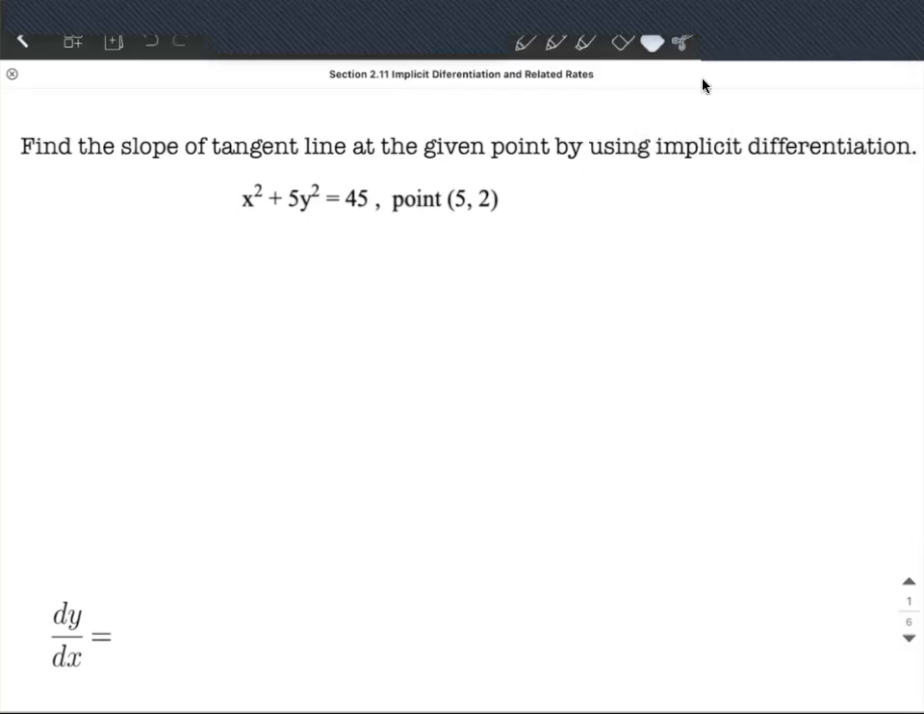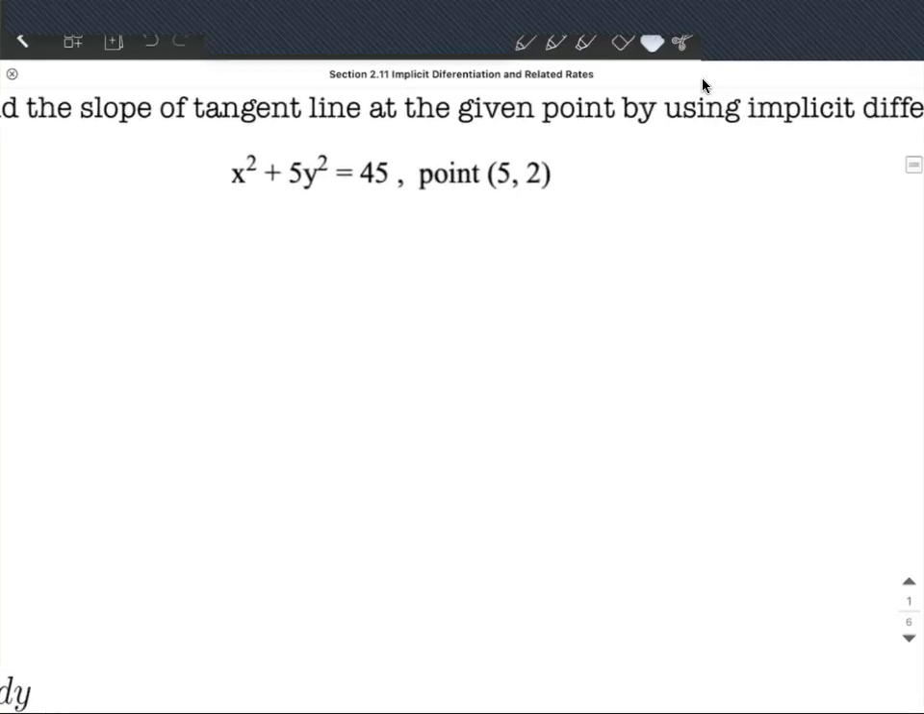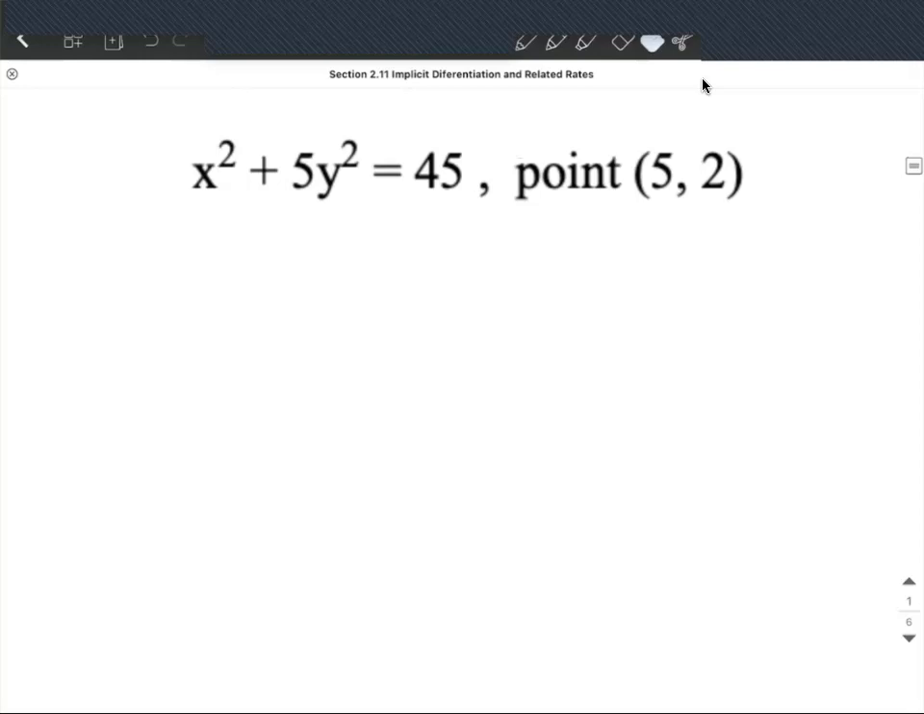Our goal is to find the slope of a tangent line to this function, x squared plus 5y squared equals 45, at the point (5, 2). To do this, we're going to use implicit differentiation. So let's zoom in here. Using implicit differentiation, what we want to do is take the derivative of each term. So we're not going to rearrange this and get y on one side all by itself.